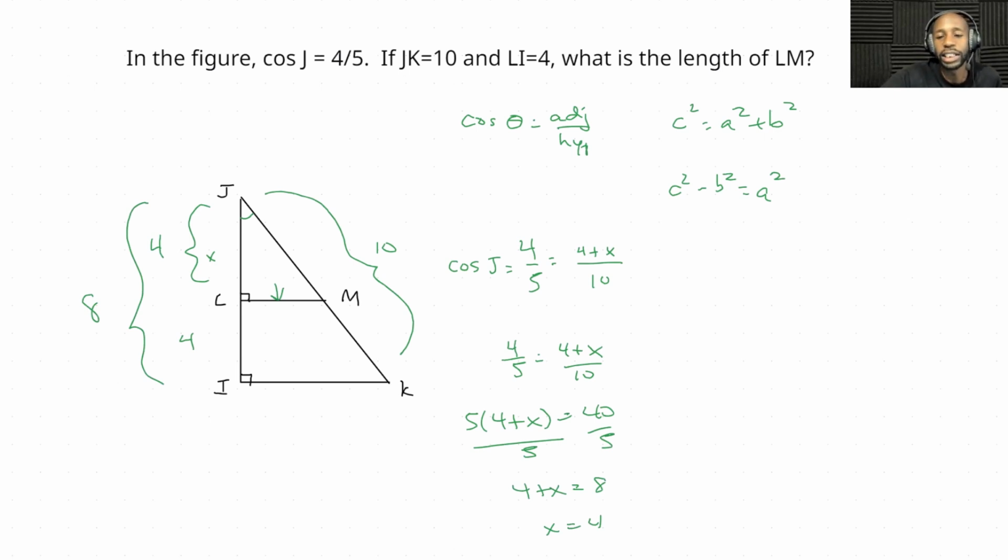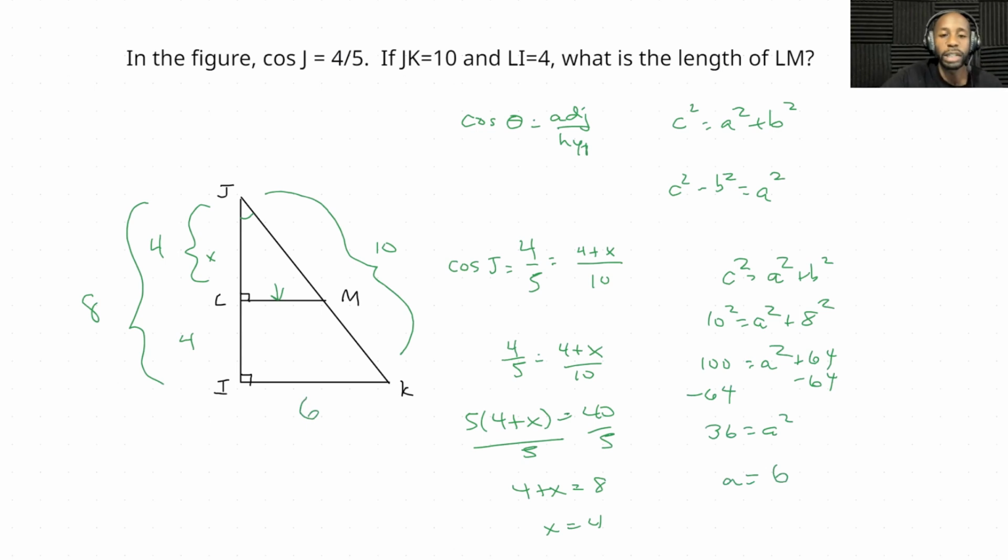So we'll say this is our a squared side. So c squared equals a squared plus b squared. So that's 10 squared equals a squared plus 8 squared. 100 equals a squared plus 64. Move 64 to the other side. 36 equals a squared. Therefore, a equals 6. So this side is 6.